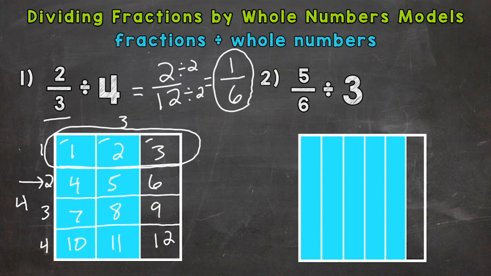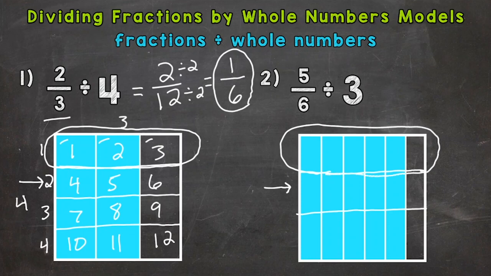So on to number 2, where we have 5/6 divided by 3. So here's our fraction that we start with. Now we need to divide that into 3 equal groups. 1, 2, and 3 there. So let's pick one of those equal groups. We'll select the top. Let's see how many pieces are filled in. 1, 2, 3, 4, and 5. So that is the numerator of our answer.